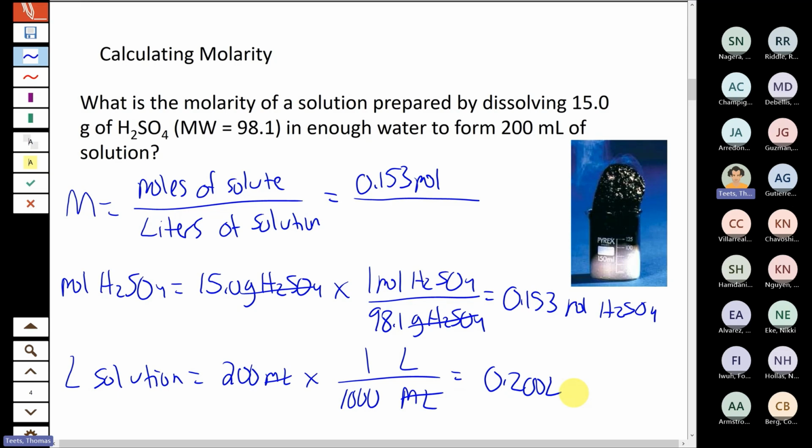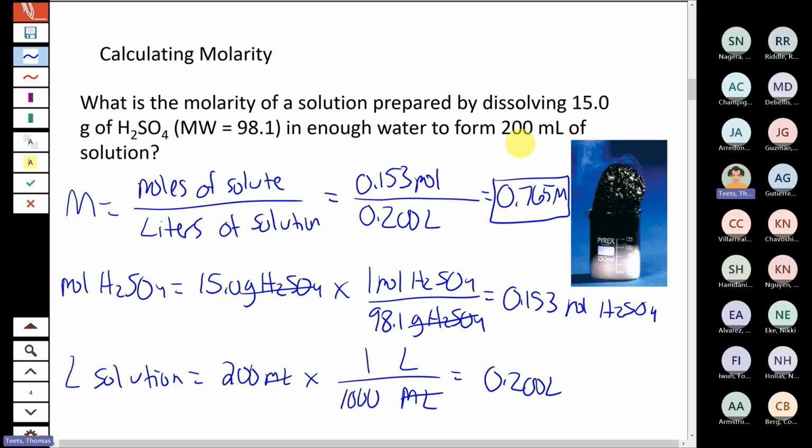Usually in a chemistry context, we don't work with liters of solution. We work with milliliters. It's more common. You may have already experienced that if you've done some things in the lab. So if we have 200 milliliters, we have to convert that to liters. It comes out to 0.2 as the unit we need for the denominator here. So 0.153 moles over 0.2 liters, we just divide the two to get a molarity of 0.765.